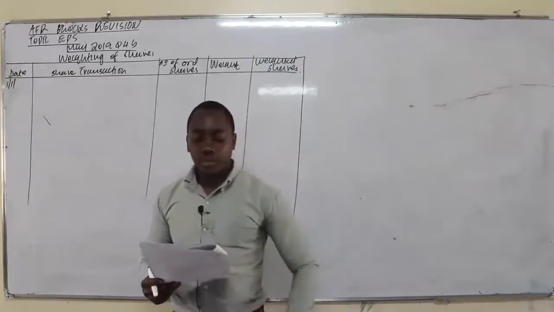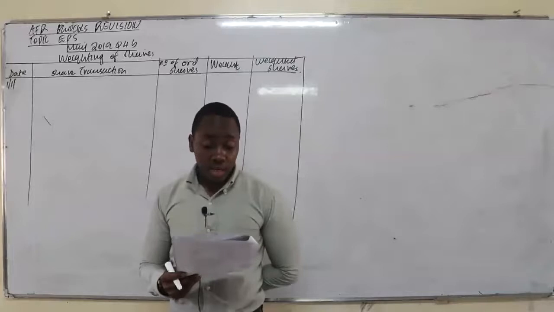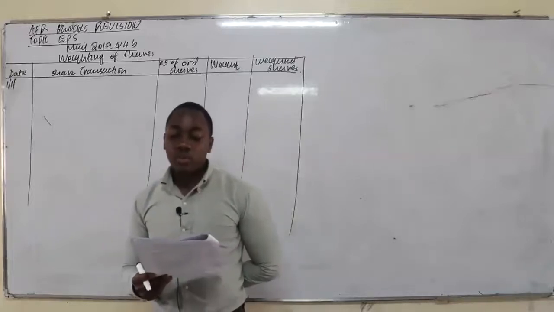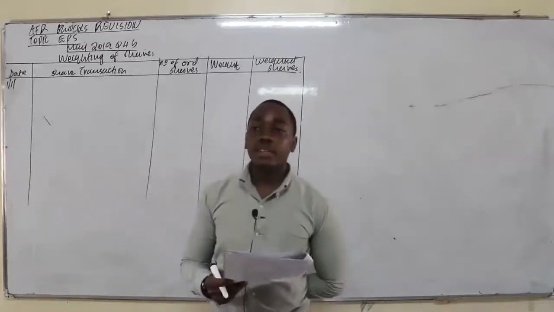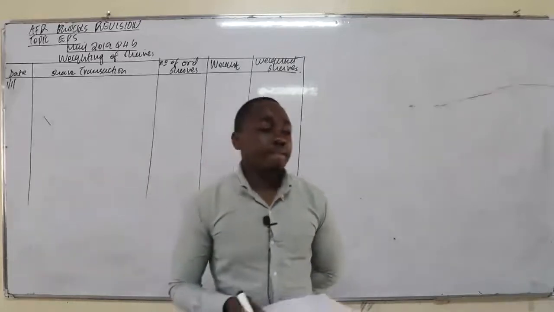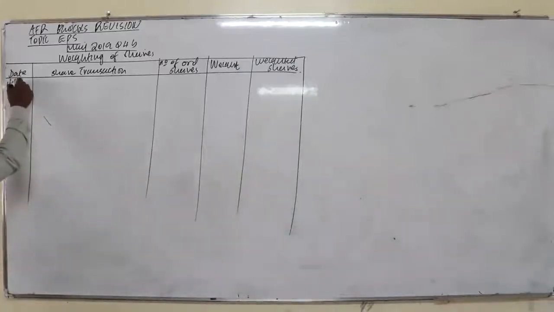Additional information. Part of the increase in the share capital, that's the ordinary, was due to the rights issue that was made on 1st April 2018. So can you underline that? 1st April 2018. That means in this case, we are evaluating year 2018. So how many months remain in the year?